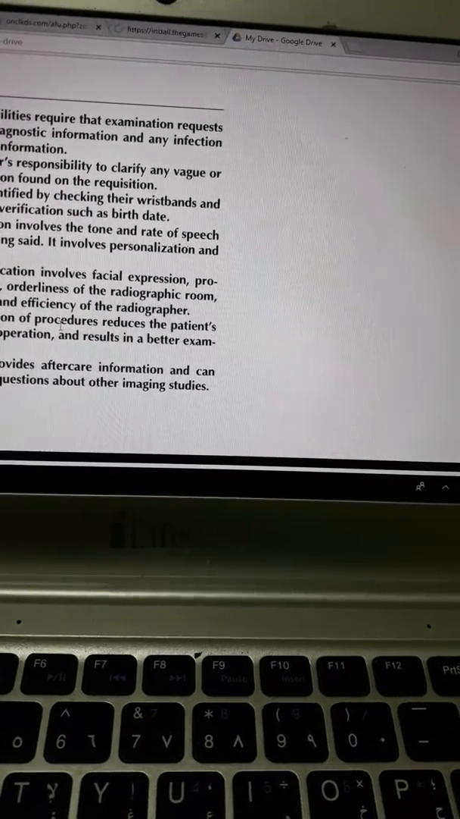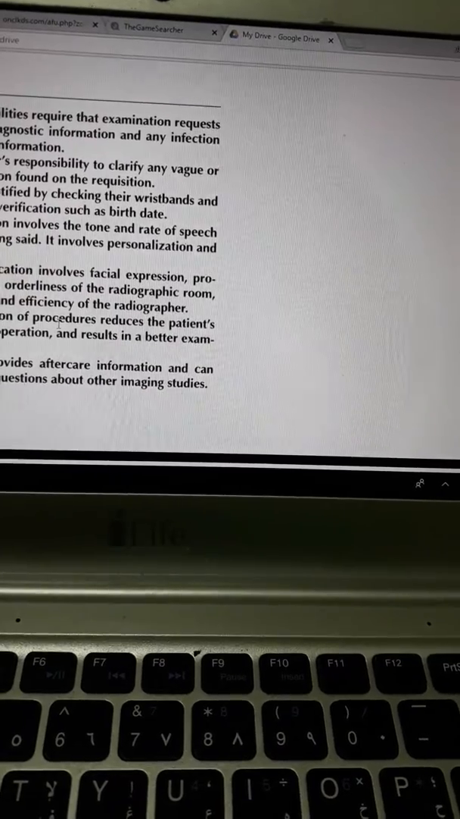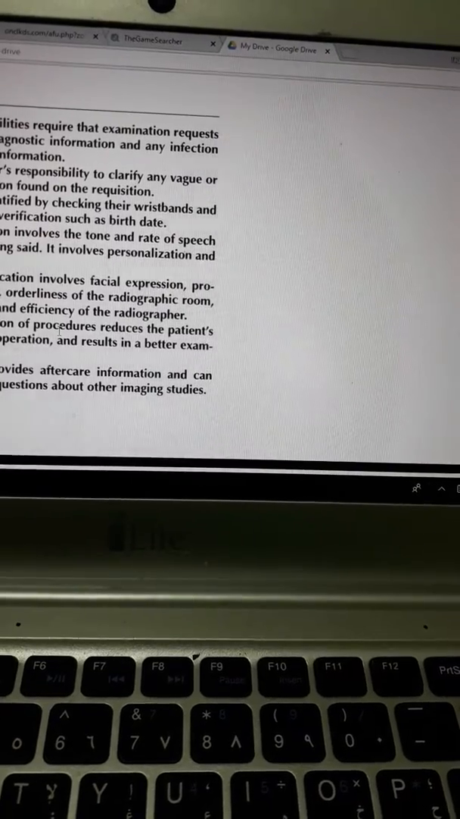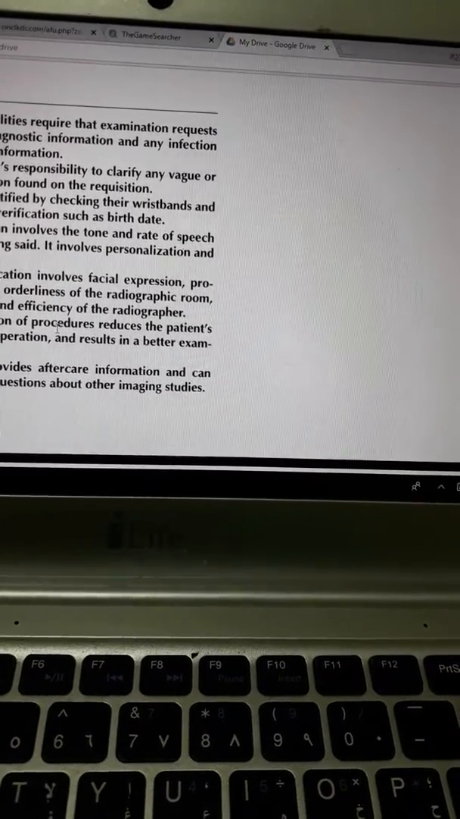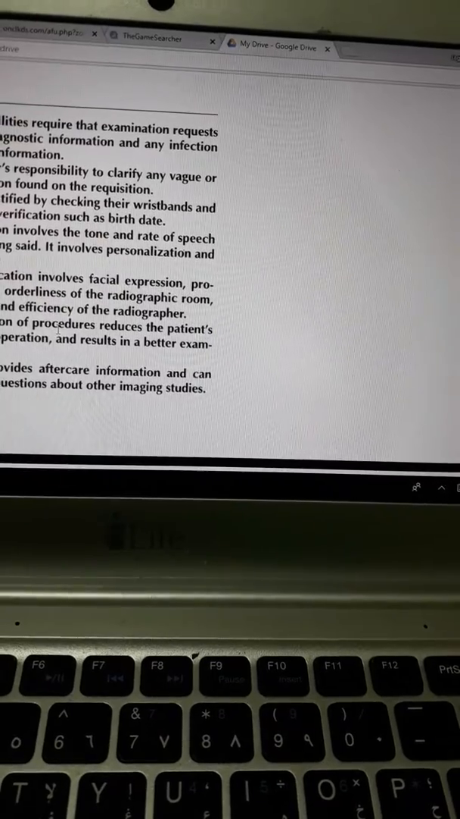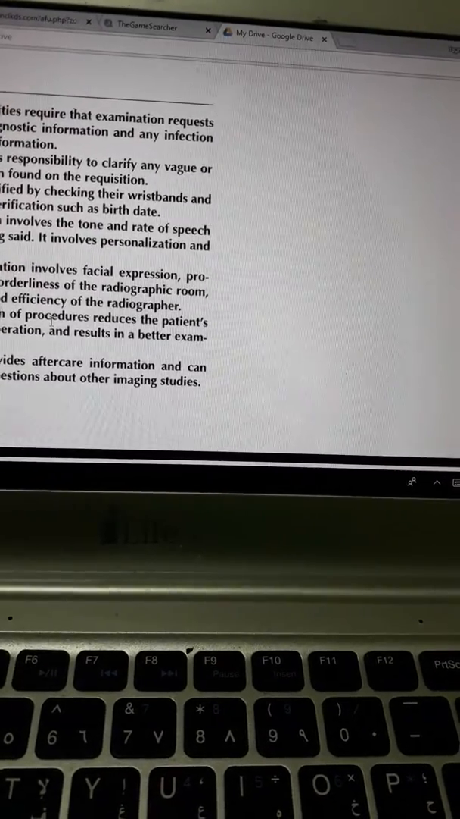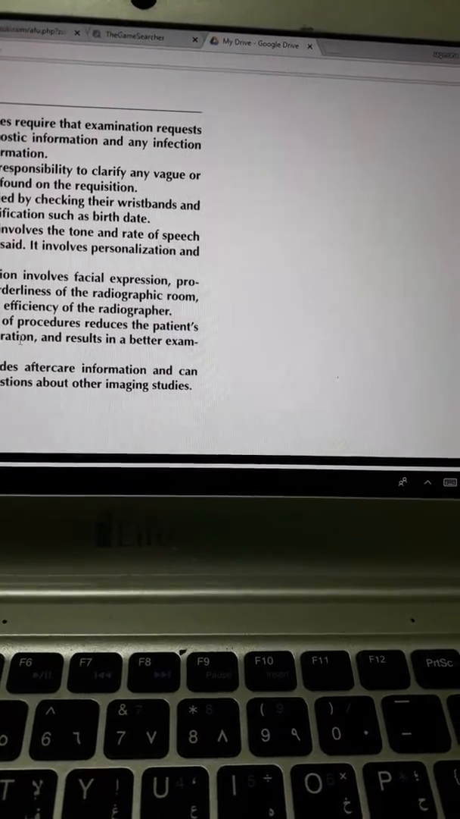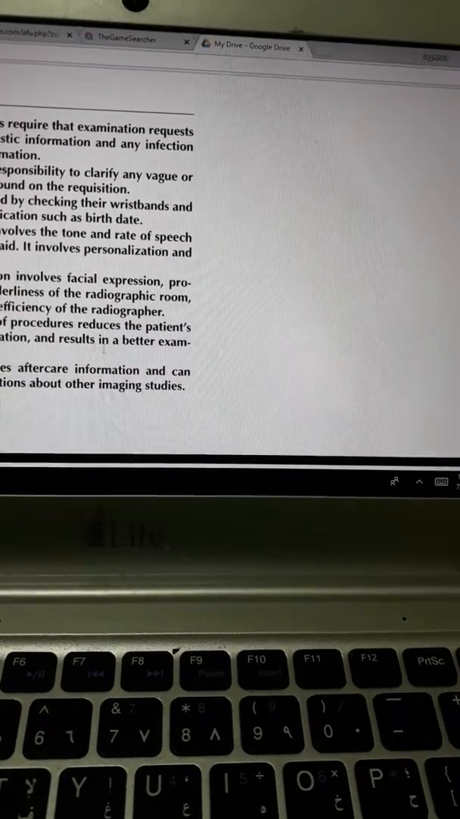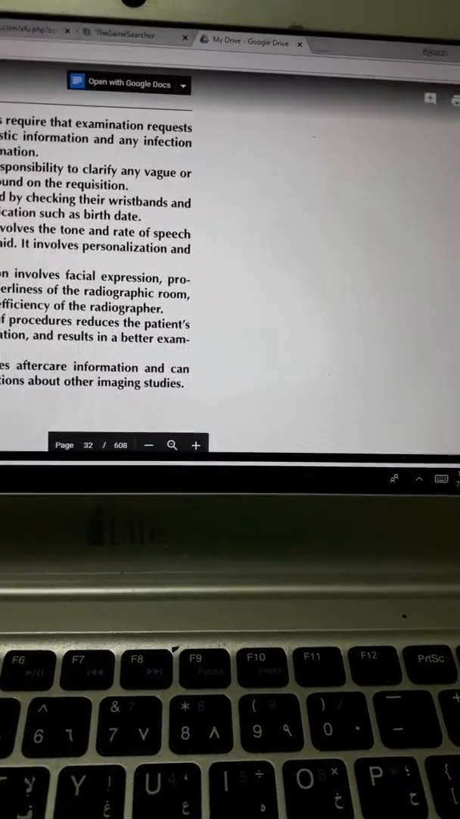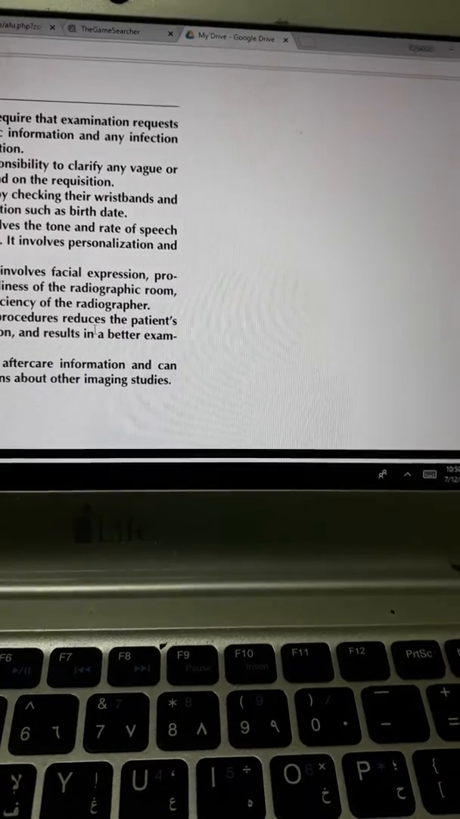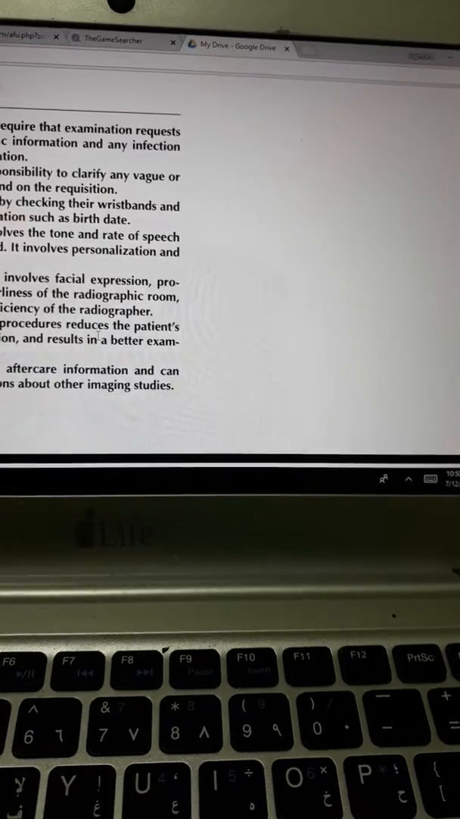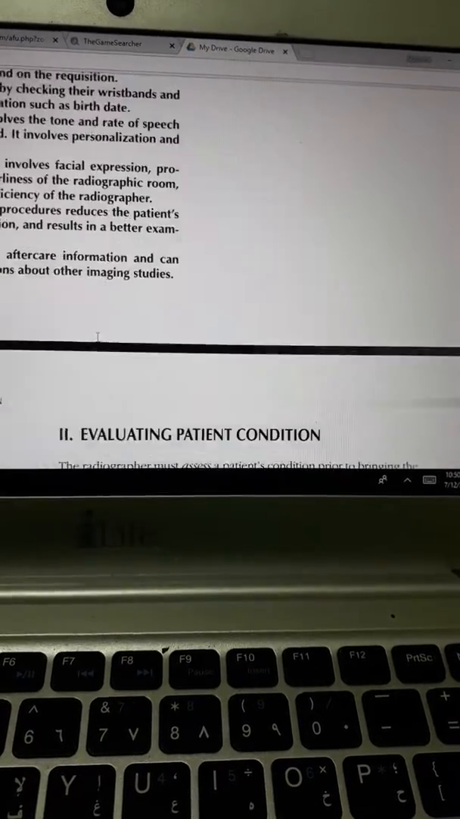Non-verbal communication involves facial expression, facial appearance, orderliness of the radiographic room, and preparation and efficiency of the radiographer. A thorough explanation of procedures reduces the patient's anxiety, increases cooperation, and results in better examinations. The radiographer provides aftercare information and should be able to address patient questions about other imaging studies.